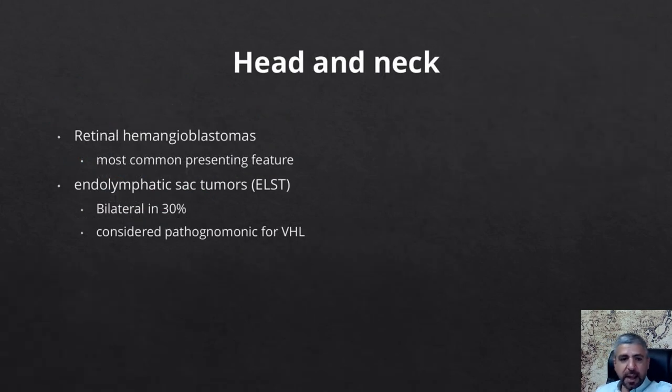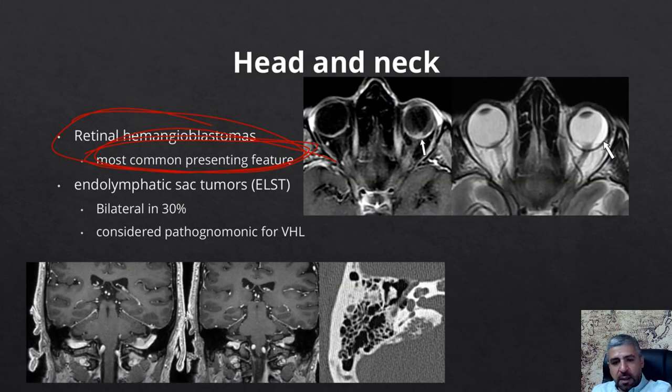So in the head and neck, what do we have in von Hippel-Lindau disease? We have the retinal hemangioblastoma. This is the same hemangioblastoma, but it's in the retina, and this is the most common presenting feature because the patient has some visual abnormality and comes to know what's wrong. Retinal hemangioblastoma is the same as the hemangioblastoma in the brain. You have a cystic lesion with an enhancing mural nodule. You can see here, this is the cystic part and the mural nodule part.